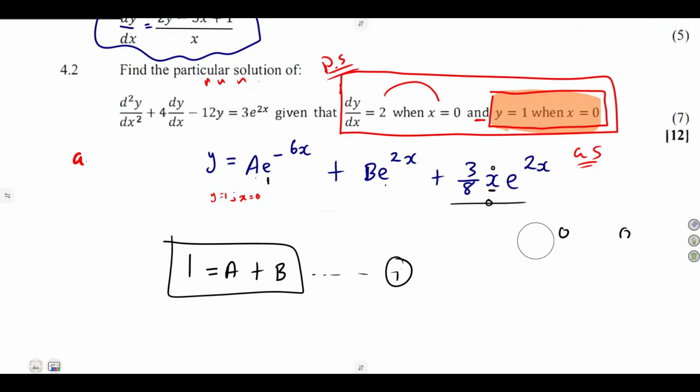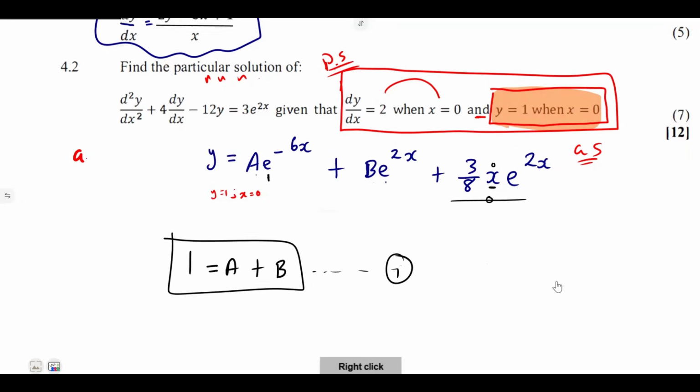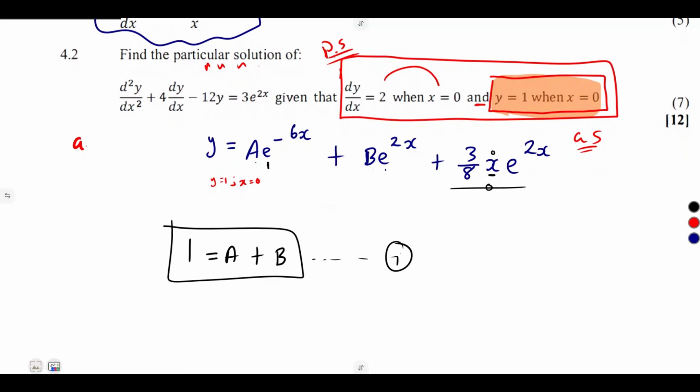So to form another equation, we must utilize this condition of the first derivative here when x is 0. It's dy/dx. We must have the derivative. Here it was y and x, but this one, we must have the derivative. So let us find the derivative of y with respect to x from our general solution.